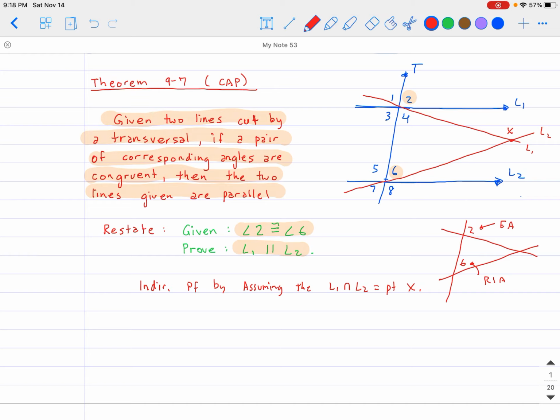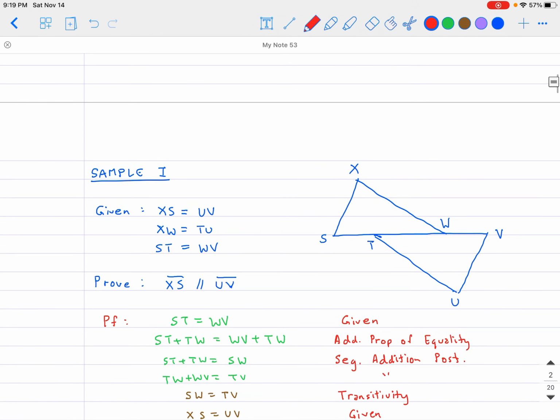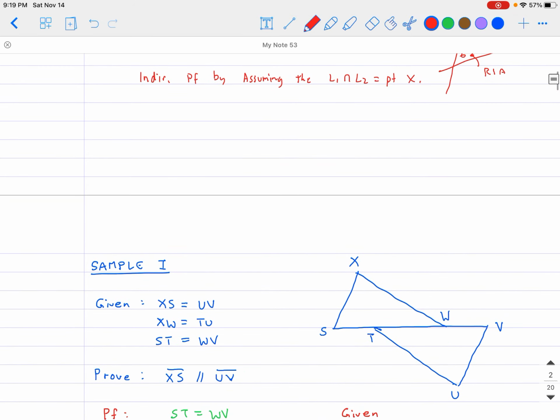But according to our given, 2 is congruent to 6. So there is going to be our contradiction, and that's why it's impossible for line 1 and line 2 to intersect each other. But there you go. That's the easy part then, okay? So now let's do a proof with all of these AIP and CAP, so that you can see how that actually works out.